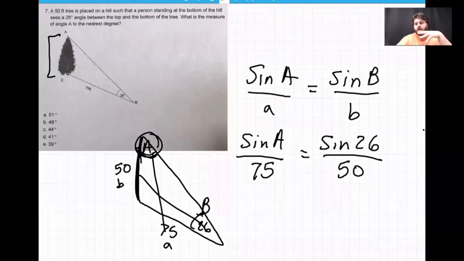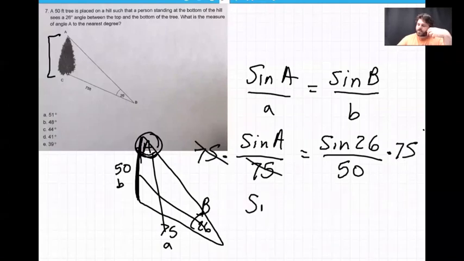We don't have to actually cross multiply here, because the thing that we're looking for is on top. Anytime you have a fraction equal to a fraction and you want to find the thing on top, you multiply out the bottom from the side that you want to solve for. So we get rid of that. We end up with the sine of the angle A is the sine of 26 divided by 50 times 75.